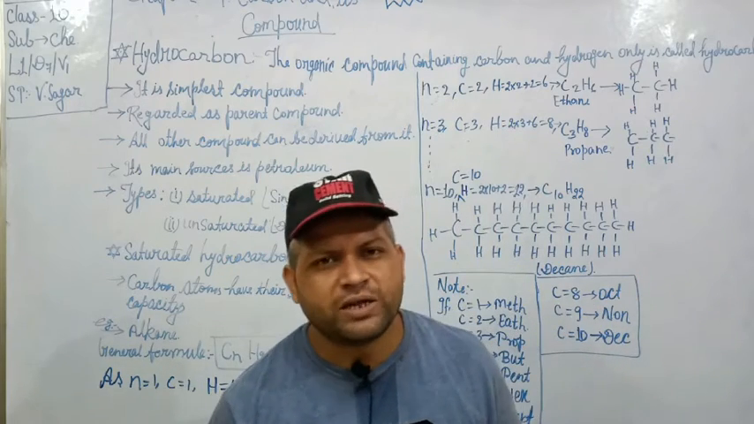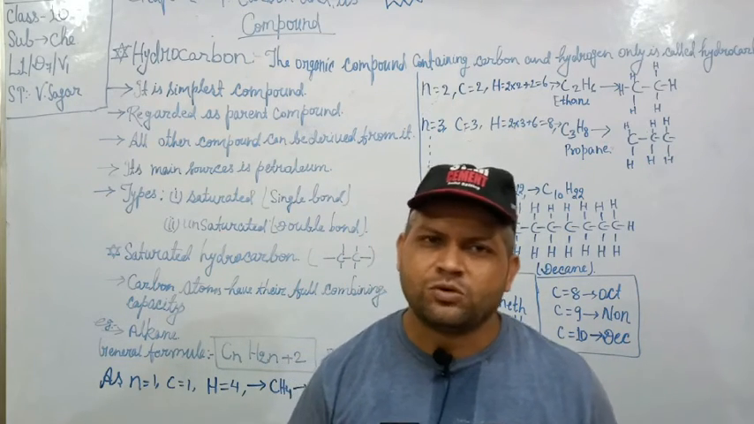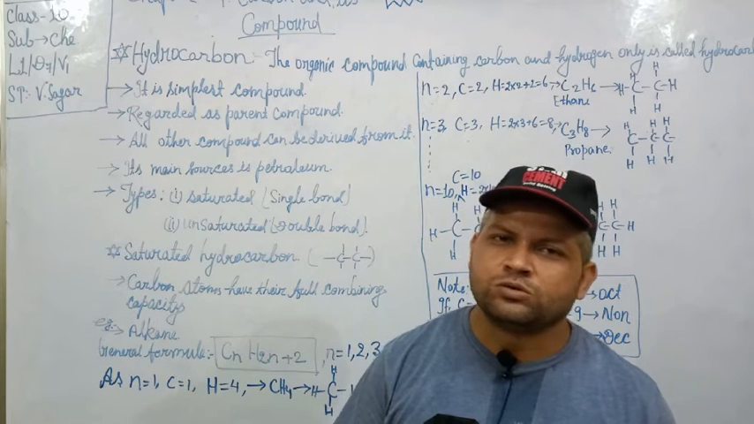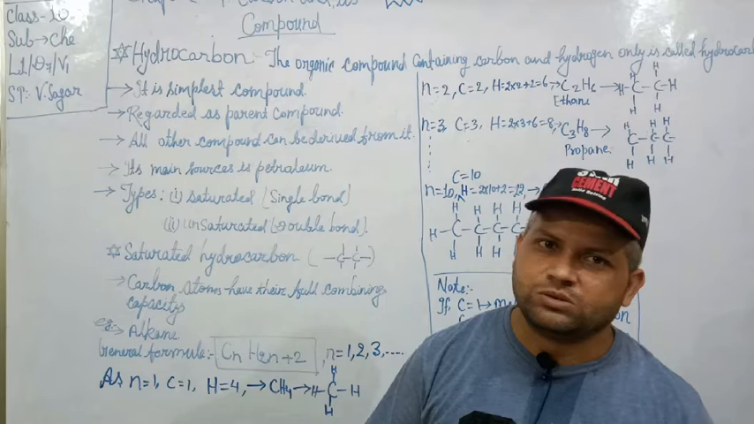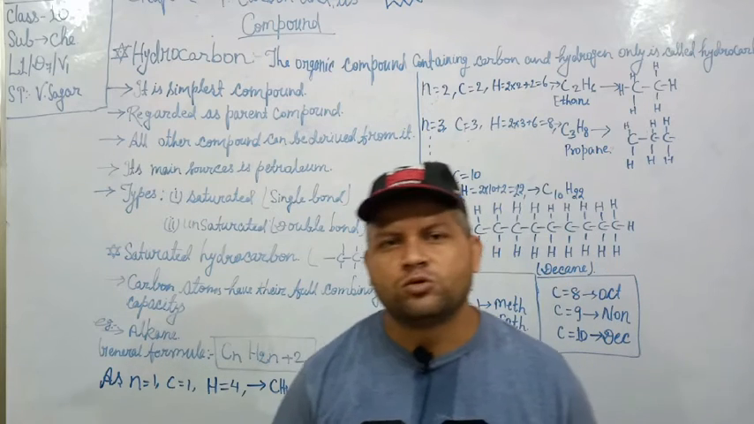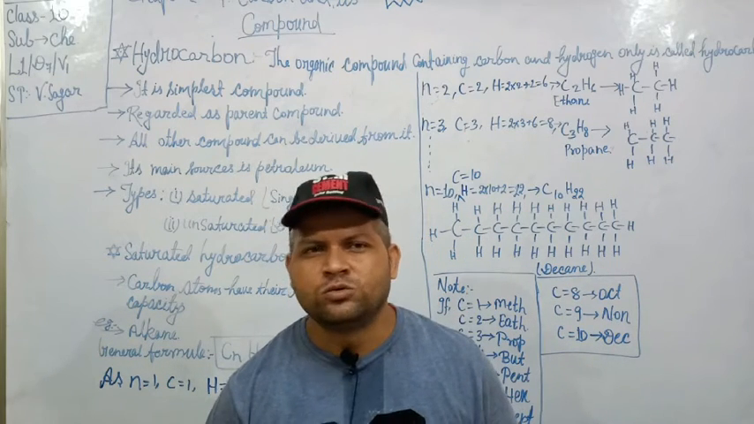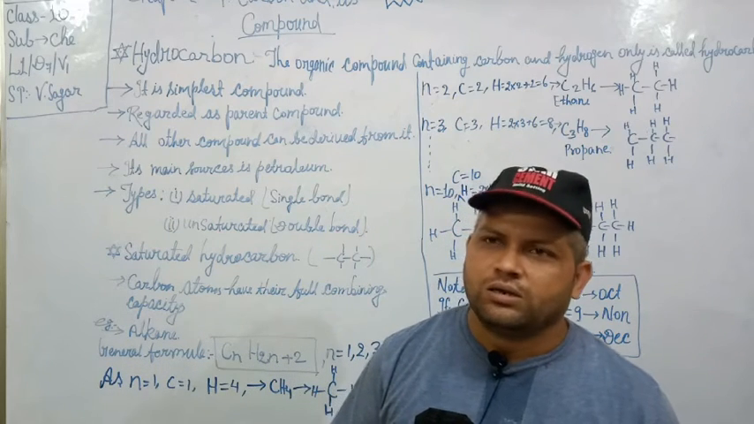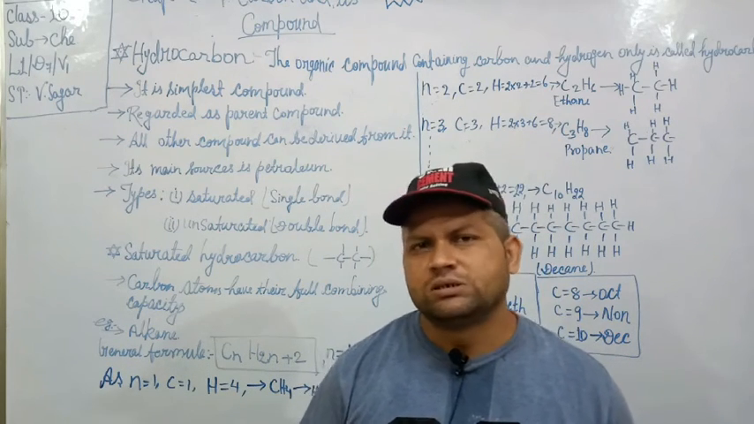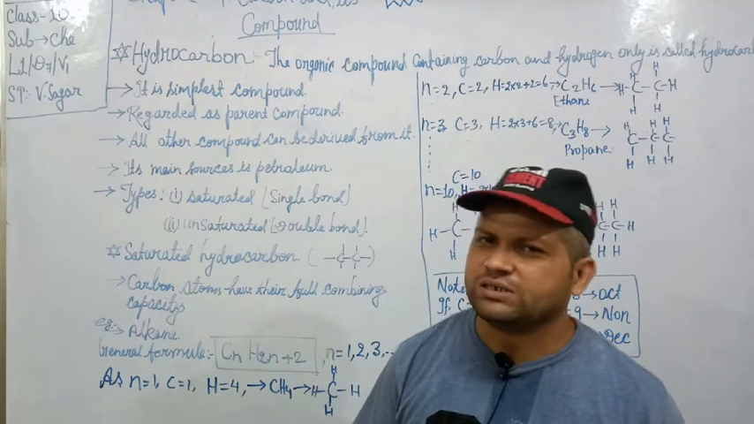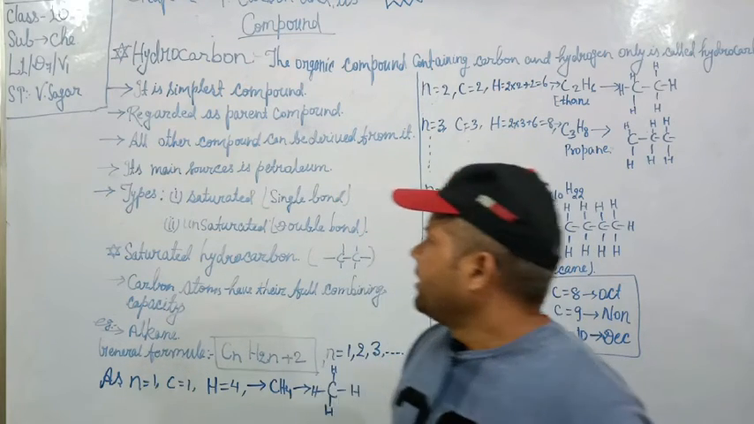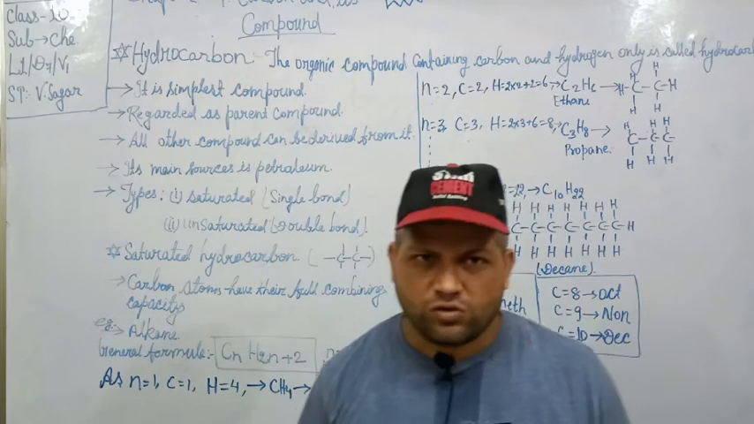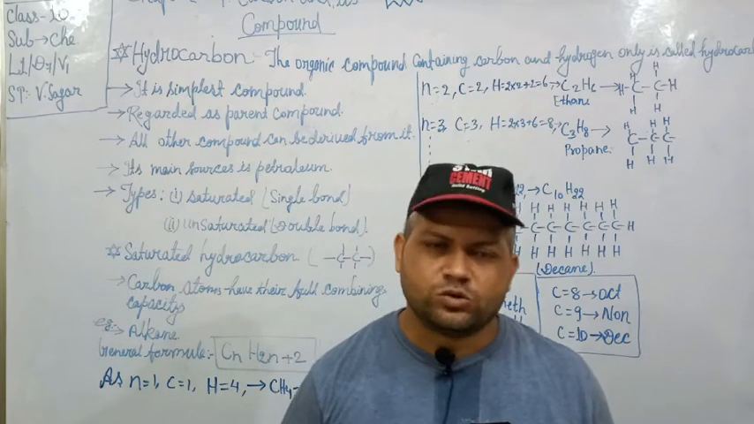Why is it called a parent compound? Because for other compounds formed with carbon atoms in organic compounds, first carbon atoms have to remove hydrogen atoms from it, then they combine with other atoms, for example nitrogen, oxygen and sulfur, etc. And the main source of hydrocarbon is petroleum.